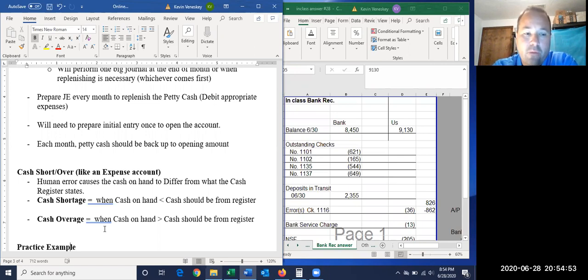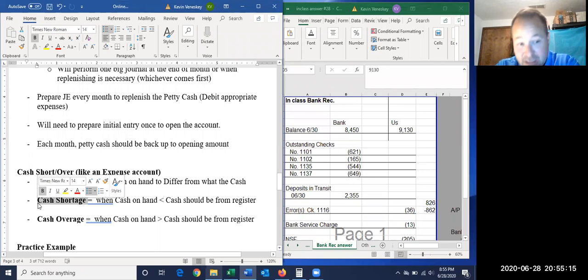Well, if I wrote down 72 in expenses, then that means I should have 28 left. But somewhere $3 left and I wrote it down wrong. Something happened. Maybe I gave somebody a tip and I forgot to write it down. That would be what's called a cash shortage. And this is just like an expense account. It's when your cash on hand, we only have 25 instead of 28, is less than what it should be.